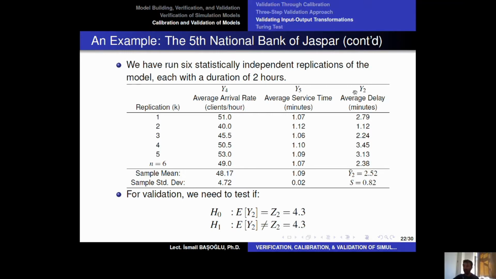Now, average delay y2 is a performance metric, and we have collected the average delay time for 6 replications. When we take the average of the averages, y2 bar is going to be 2.52, and it has a sample standard deviation of 0.82. Now, we need to run a hypothesis test with the t-test here, to check if the expected value of y2 is equal to z2, which is 4.3.